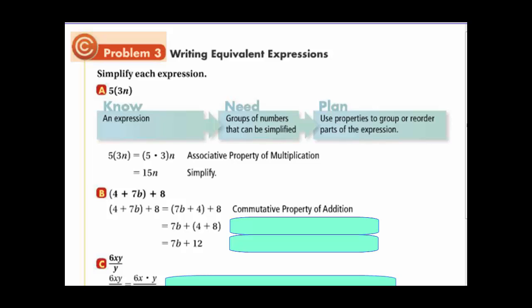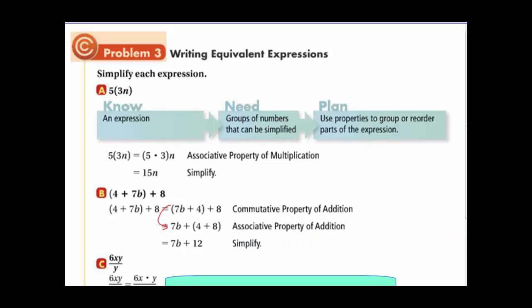Okay. Now we're taking the 7b, the 4, and the 8, and if you look at this next step right here, you still have 7b, 4, and 8 in the same order. All we've done now is change parentheses. So we've changed the grouping. That now becomes your associative property of addition. And then 4 plus 8 is 12, so all we're doing is simplifying here to make the 12, and then our answer is 7b plus 12.